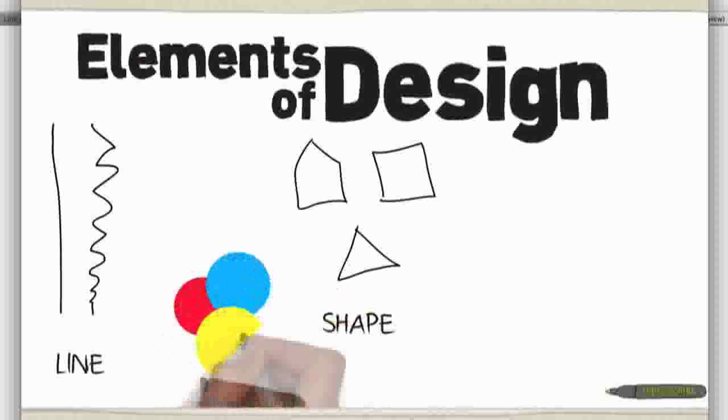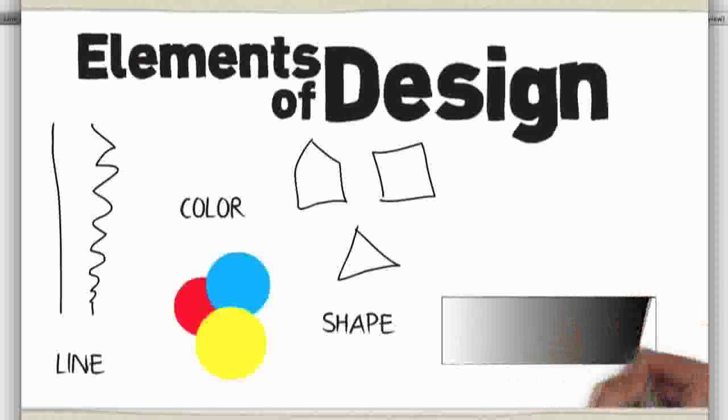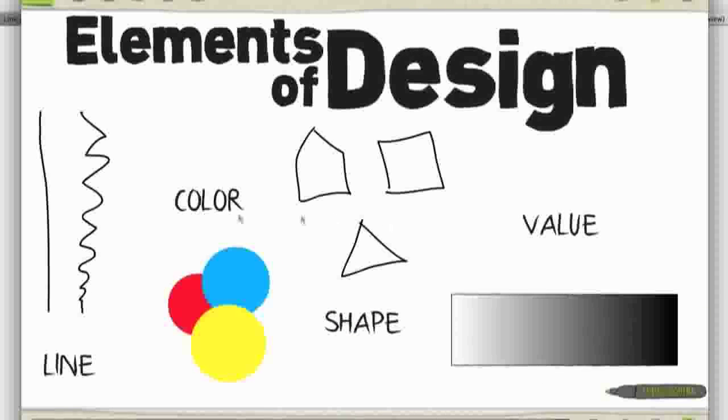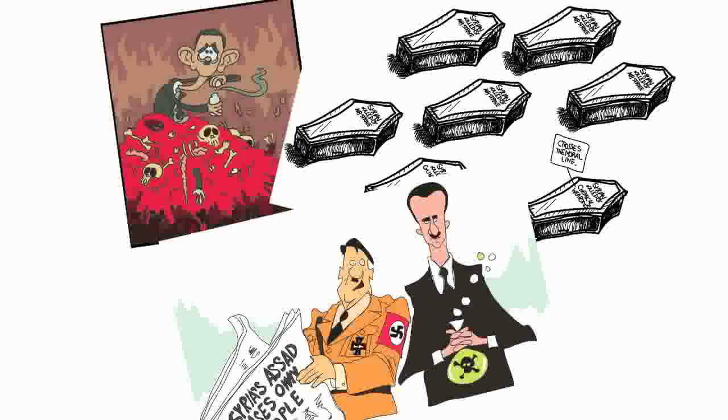The elements of design are the building blocks to art as different notes on a musical scale are the foundations of music. With these elements of design in mind, let's take a look at three political cartoons, all of which surround the issue of Syria's use of chemical weapons.